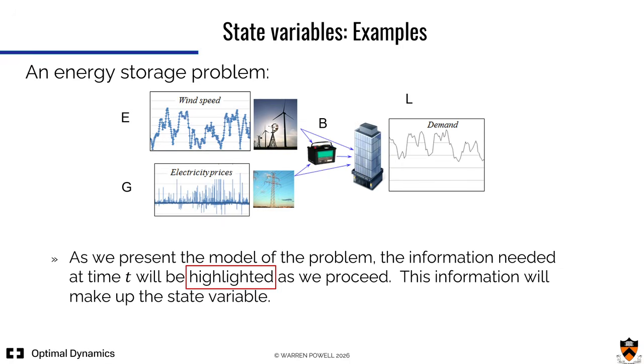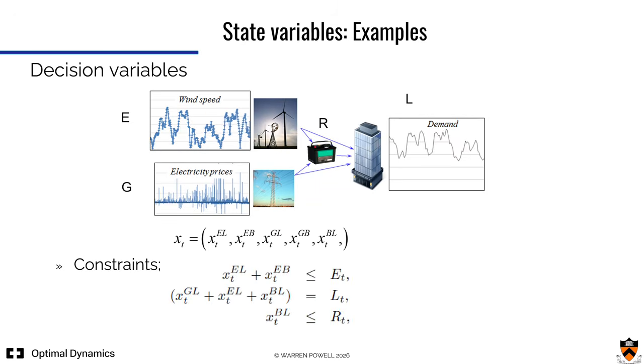So I'm going to take a little energy problem and show you how to construct a state variable. And what I'm going to do is step through this little example of an energy problem. And anytime I see information that I need, I'm going to put a red box around it. That's going to be a hint that that is information that I'm going to need in my state variable. So let's start off with decision variables. Each of the blue links is a certain amount of flow. Those are decision variables. I have constraints.